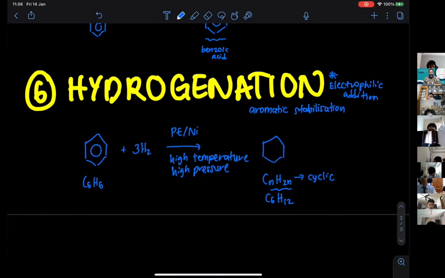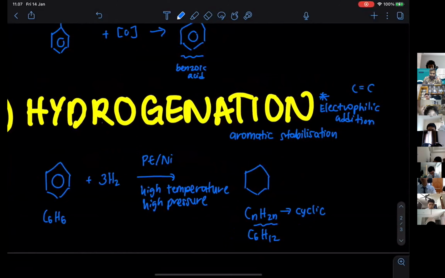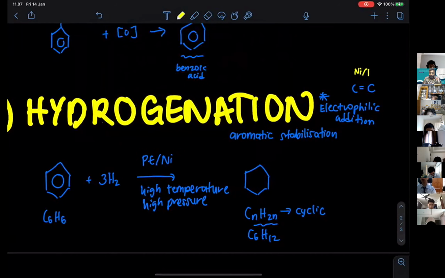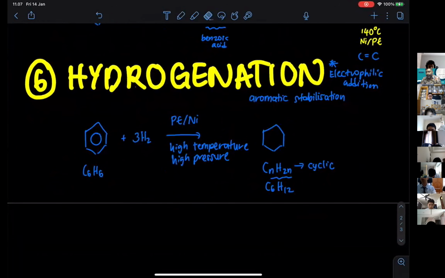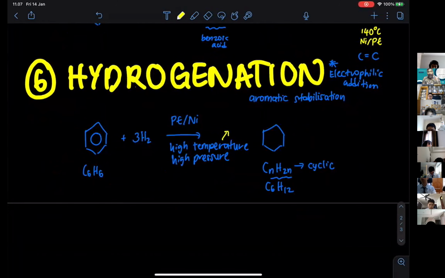If you compare with alkene, they do have electrophilic addition, but they use nickel or platinum at 140 degrees. So if you compare with this, do remember benzene is going to be more difficult to react. It's aromatic stabilization. They didn't give you the exact temperature, but I personally think that high temperature should be higher than 140. So probably we are looking at maybe 200 degrees Celsius or something like that, but definitely not 140. It should be higher than that.